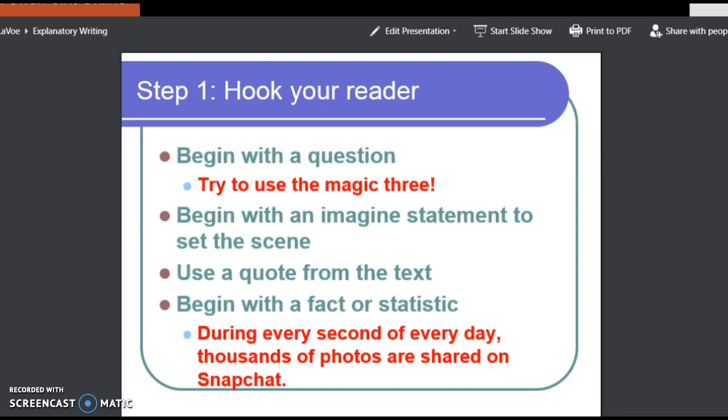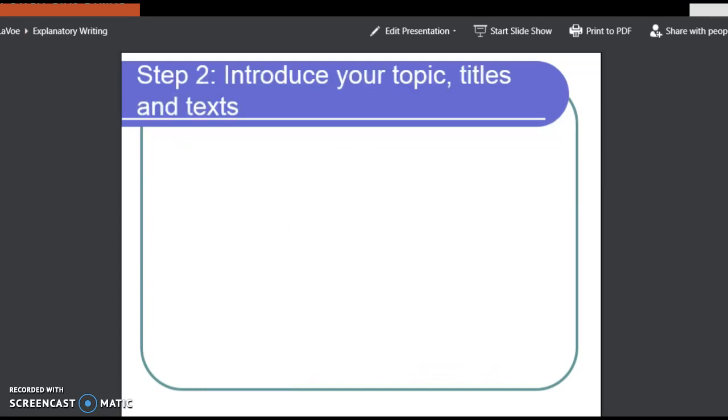So here was one that I came up with. During every second of every day, thousands of photos are shared on Snapchat. I found that fact from Could You Be the Next Garrett Morgan? That was the article that had all of those different characteristics which we've been examining. Okay, so remember to hook your reader, and then after you've hooked your reader, it's time to introduce your topic and the titles of the text that you're writing about.